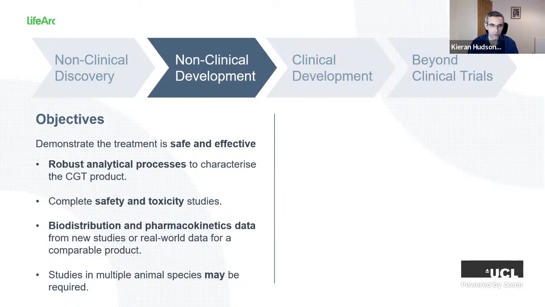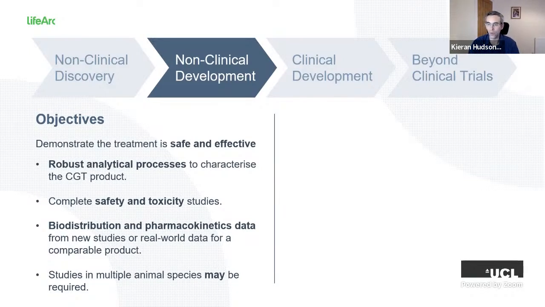And that is the batch, the product, that you need to be doing your studies on. So you'll complete safety and toxicity studies, gathering evidence in animal models that your product is likely to be safe and non-toxic enough to convince regulators that it's appropriate to advance to clinical development. Get biodistribution and pharmacokinetics data. This may be from new studies or, for advanced therapies, from precedents out there. Regulators tend to be quite pragmatic about what is needed, and they will also consider real-world data if your product is comparable to something that's already been through trials or been approved.